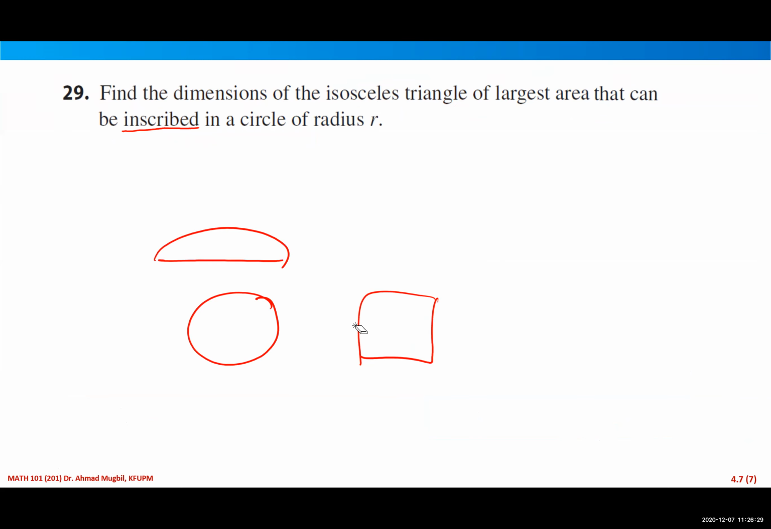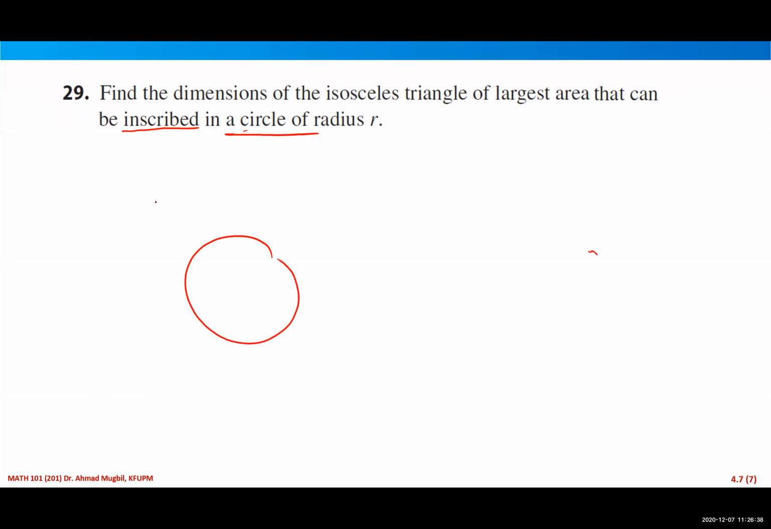So what is the meaning here of the word inscribed? What we have here is the largest triangle in a circle. So we have a circle, and we want to inscribe an isosceles triangle. What is an isosceles triangle, Shabab? It is a triangle with two equal sides of length. So if this is x, this will be x. This is the meaning of isosceles. Two sides with the same length.